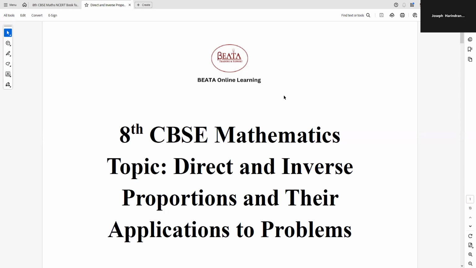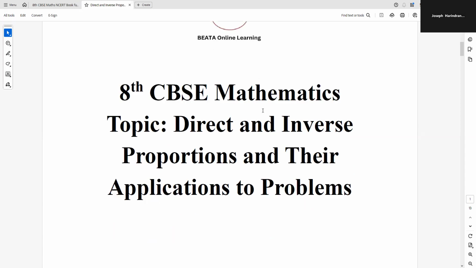Direct proportion is whenever a quantity increases and the related quantity also increases, or whenever a quantity decreases, the related quantity also decreases. That's all. This is called direct proportion. Inverse proportion is the other way about. When a quantity increases, the other related quantity decreases, or if the quantity decreases, the related quantity will increase. Just the opposite. Now we are going to see this.